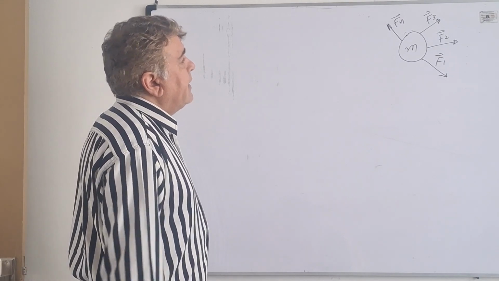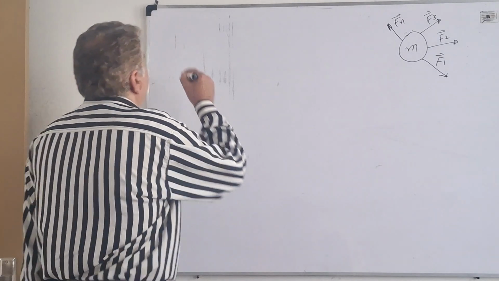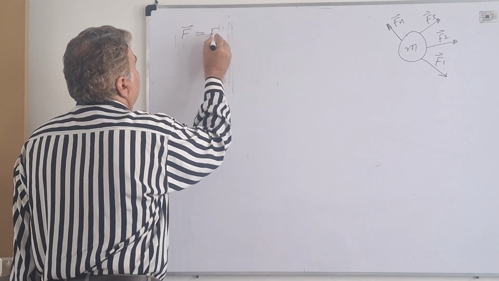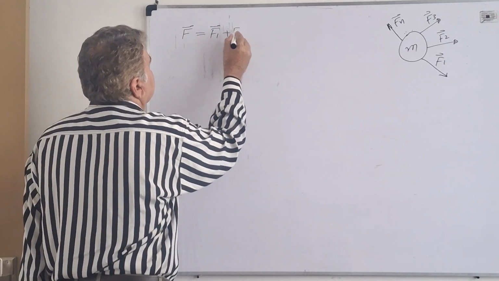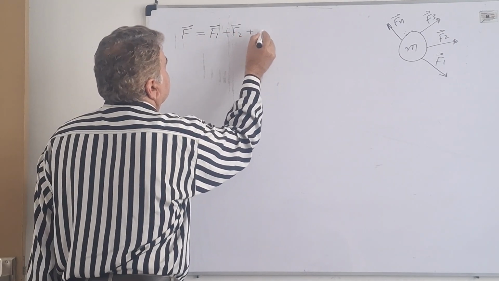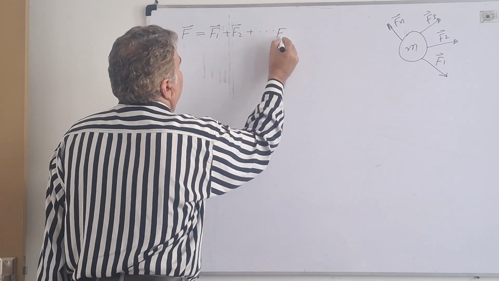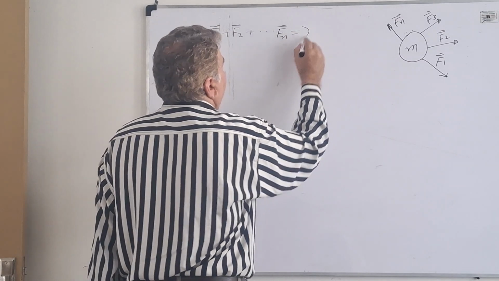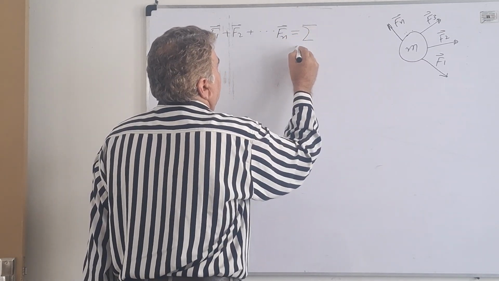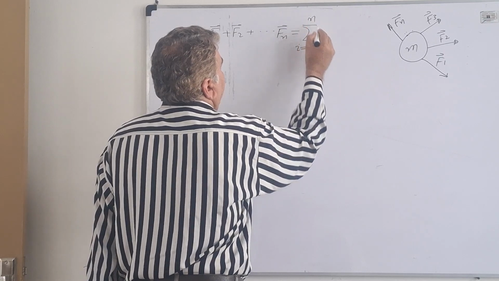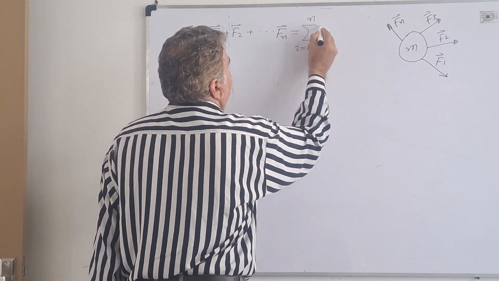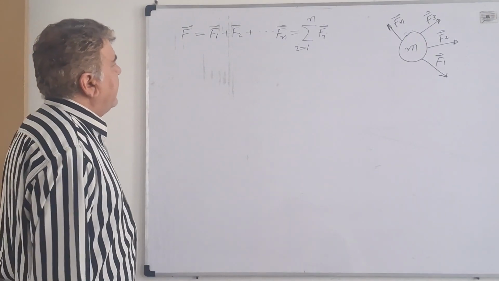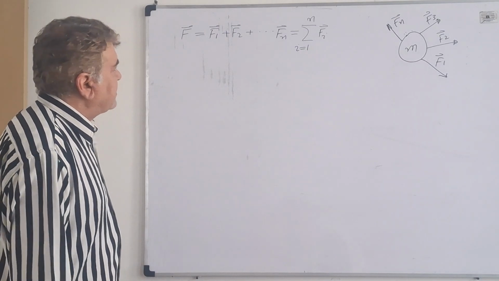And when I know the directions and magnitudes of the forces acting upon a body, I can find the resultant force by vector sum, or I can write the net force F in the form of F1 plus F2 plus up to Fn, or I can write this in the abstract form like this: i runs from 1 to n, F sub i. So this is a vector sum, keep that in mind, and I presume that you know about the vector sum.